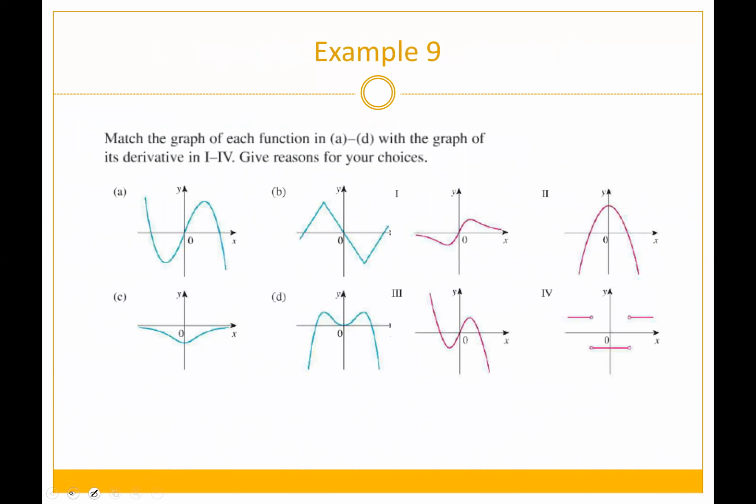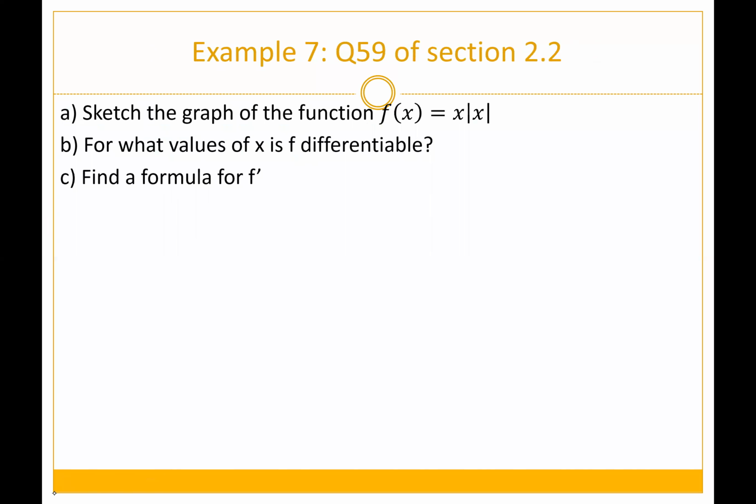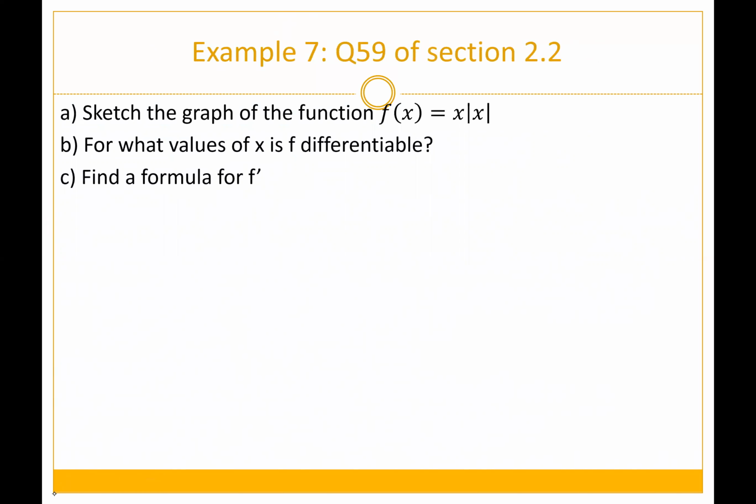So let's see how many examples we have. We have example 7. I made a mistake here. This is a 7, not an 8. So example 7 is question 59 of section 2.2 in the book. Sketch the graph of the function, find the values of x at which it is differentiable, and find a formula for f prime.